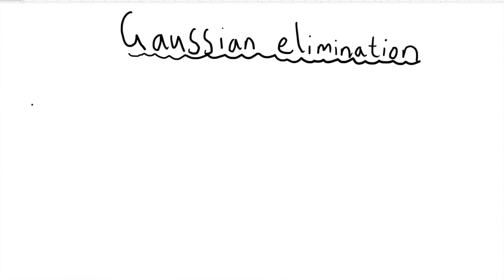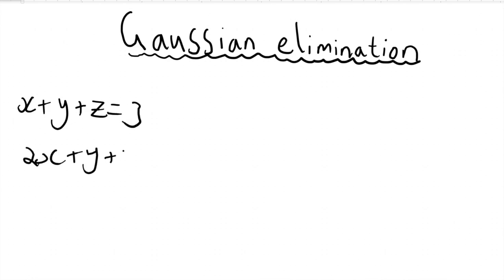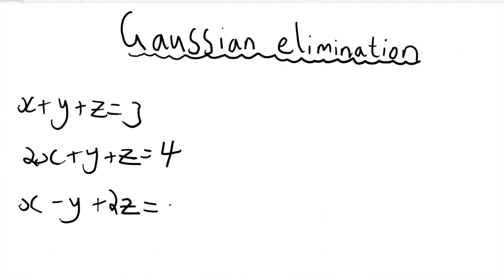So let's say we have the three equations. x plus y plus z is equal to 3. 2x plus y plus z is equal to 4. And x minus y plus 2z is equal to 5. I'm going to label the equations 1, 2, and 3.